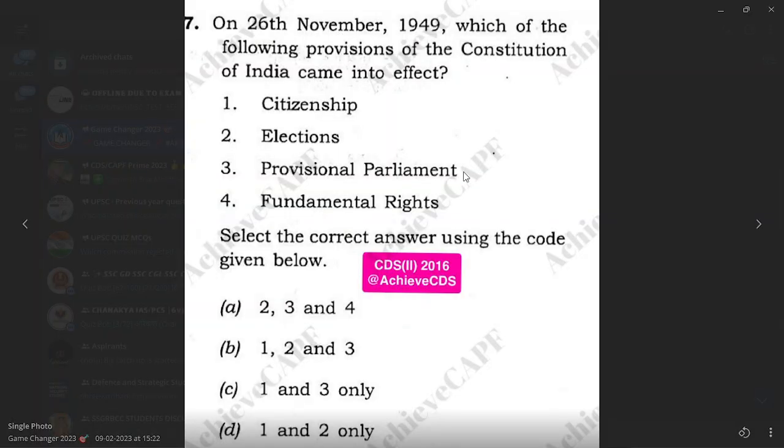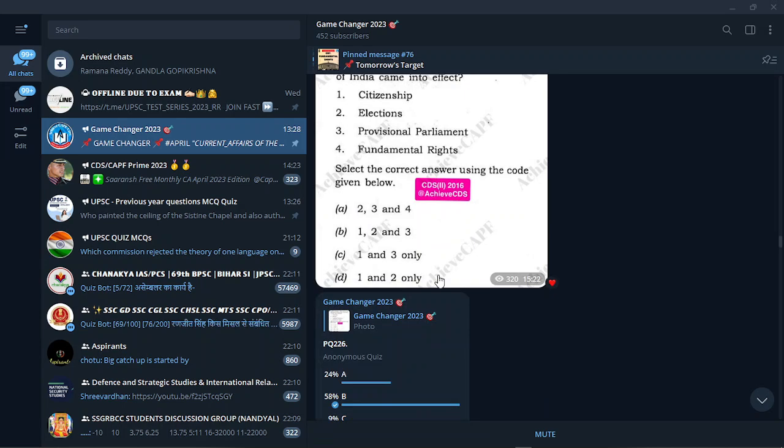On 26 November 1949, which of the following provisions of the Constitution of India came into effect? Citizenship, elections, provisional parliament, fundamental rights. 1, 2, 3. Option B, 1, 2, 3.